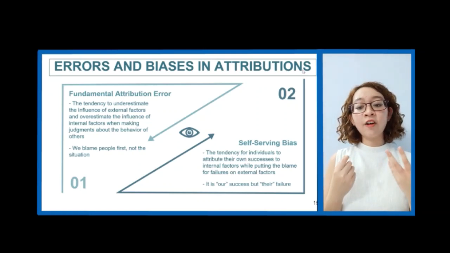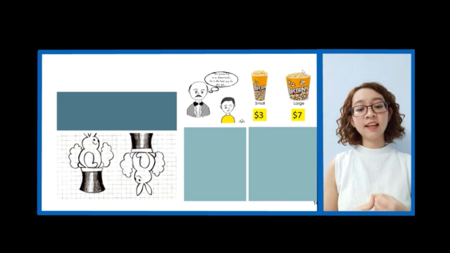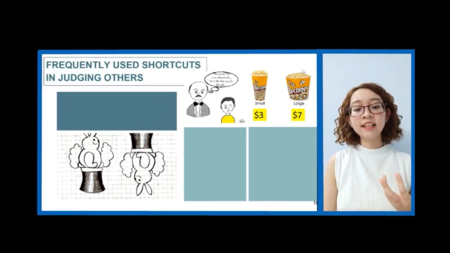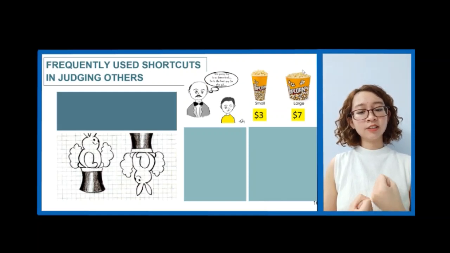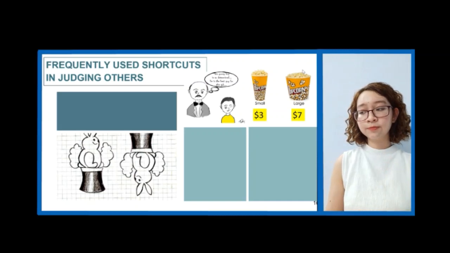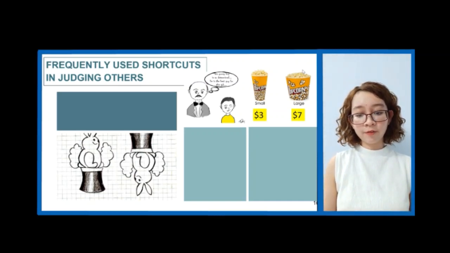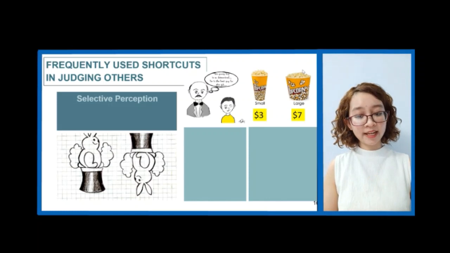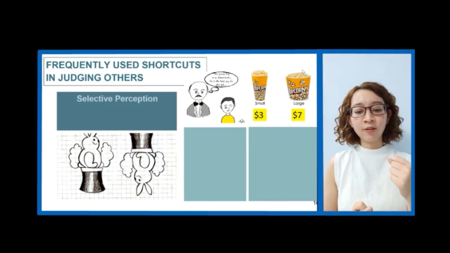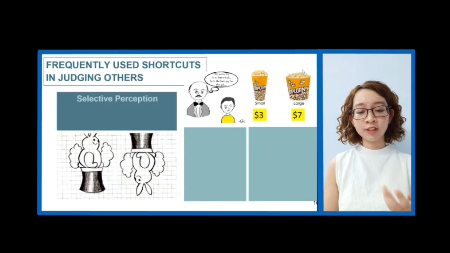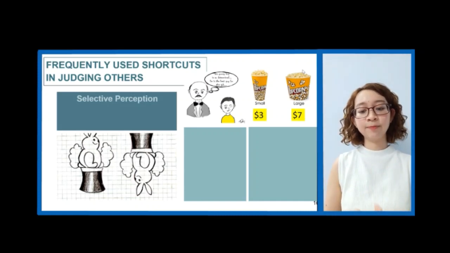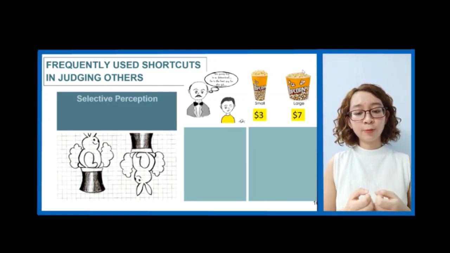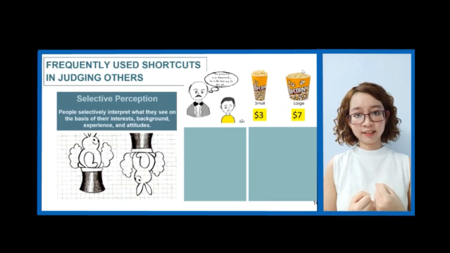Now, there are some frequently used shortcuts we use in judging others. People will often utilize past experience, their attitude, and their interest to interpret information about others and reinforce their own biases. Relying on this shortcut can lead to misperceiving the situation. Selective perception is when people selectively interpret what they see on the basis of interest, background, experience, and attitudes.